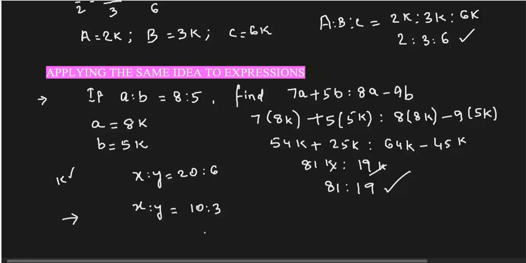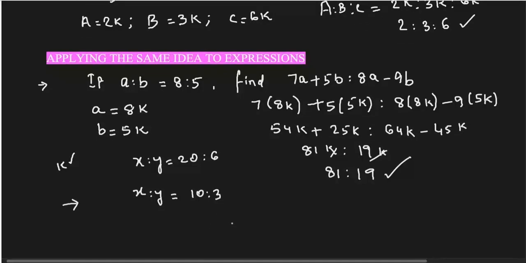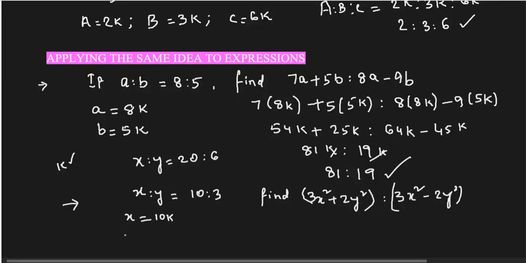X is to y is 10 is to 3, and we need to find 3x square plus 2y square is to 3x square minus 2y square. Okay, so this we need to do the same. We'll take x as 10k and y as 3k.